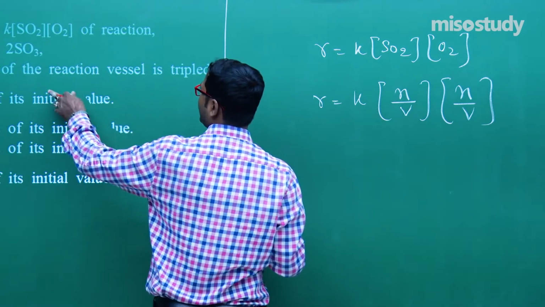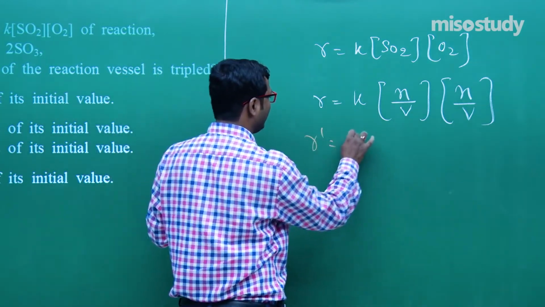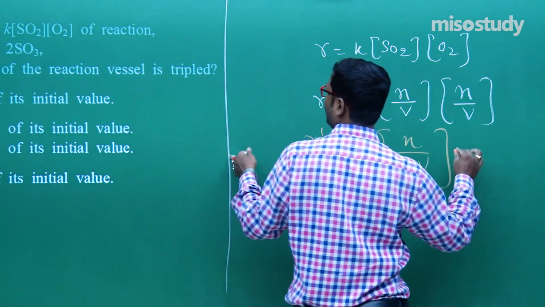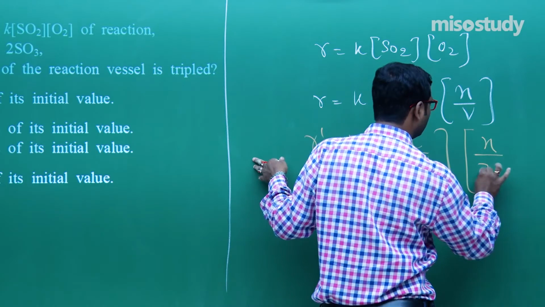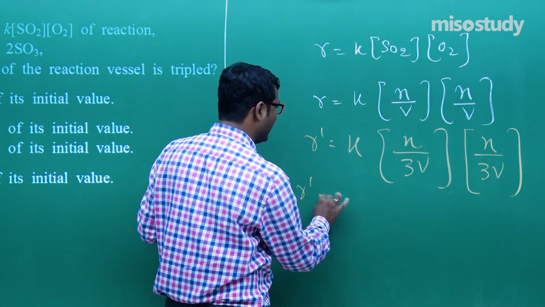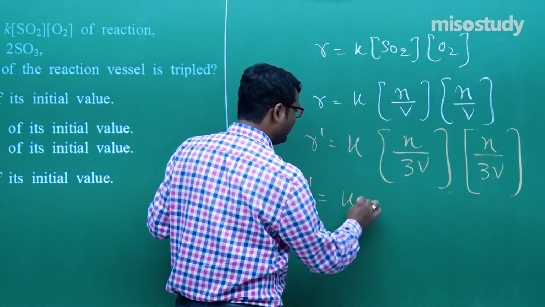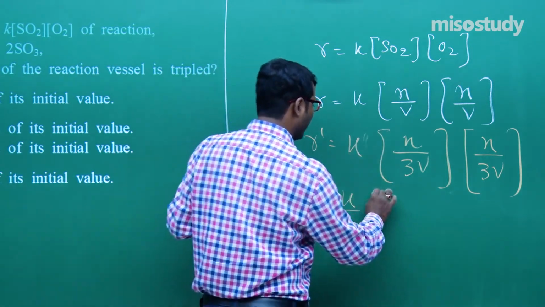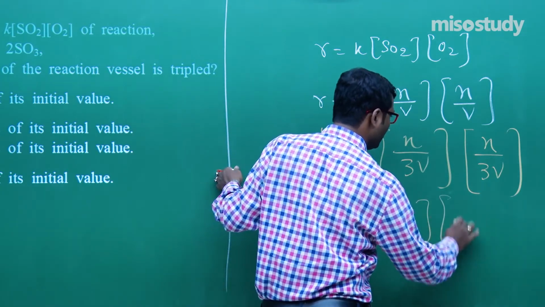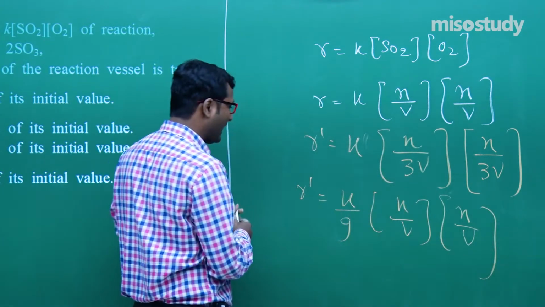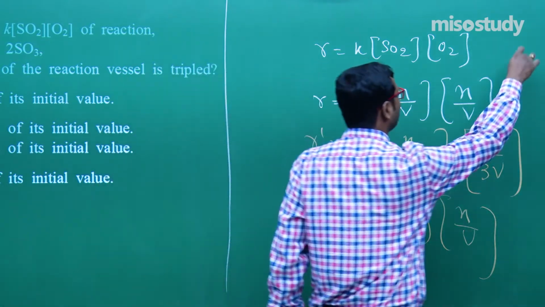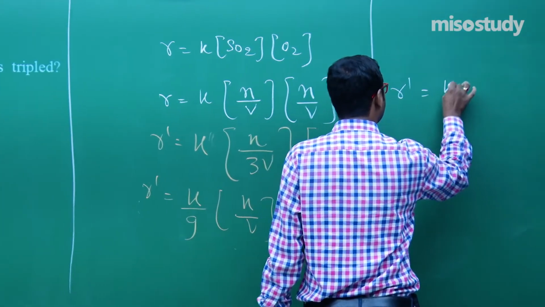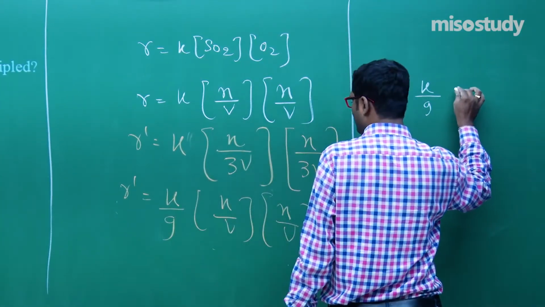Clear to you? If the volume is tripled, the new rate can be written like this: K times n upon 3V, and here also n upon 3V. Now what will happen? R dash is equal to K, 3 times 3 is 9, that is K upon 9, times n upon V into n upon V. Now look at the new rate. What will happen? Check it out. R dash, now put in this value, is equal to K upon 9 into R.